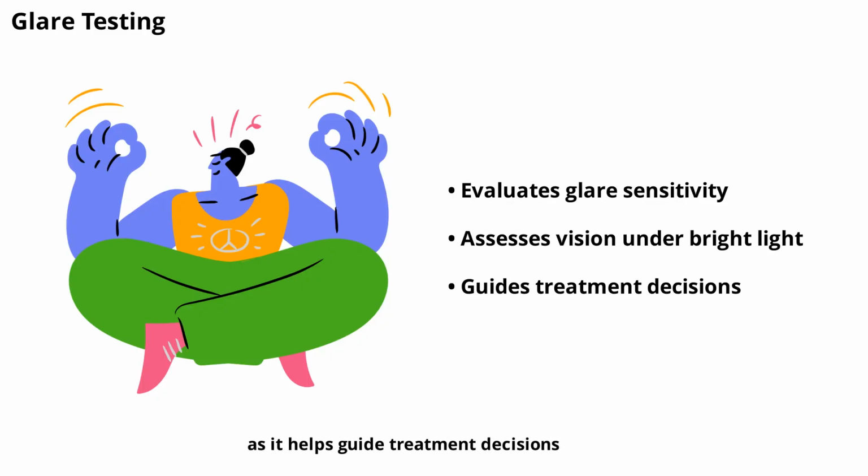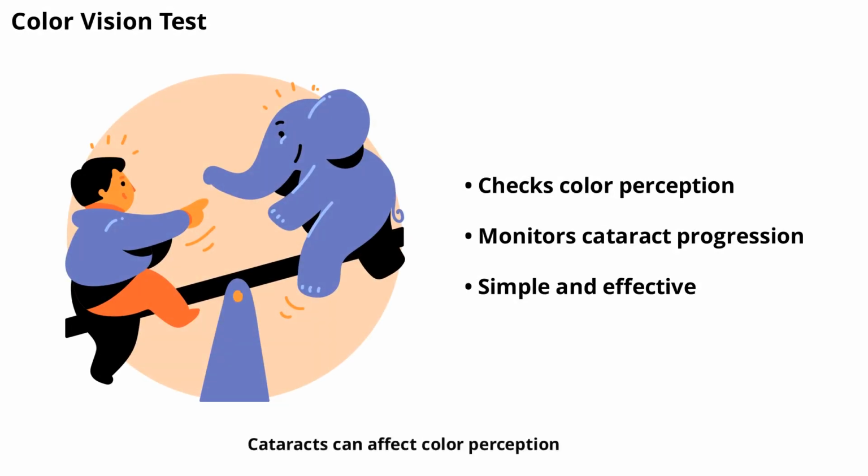Cataracts can affect color perception, making colors appear faded or yellowed. A color vision test checks your ability to distinguish between different colors and shades. This test usually involves identifying colored shapes or patterns on a chart. Changes in color vision can indicate the progression of cataracts and help determine the best time for treatment. It's a simple but effective way to monitor how cataracts are impacting your overall vision quality.